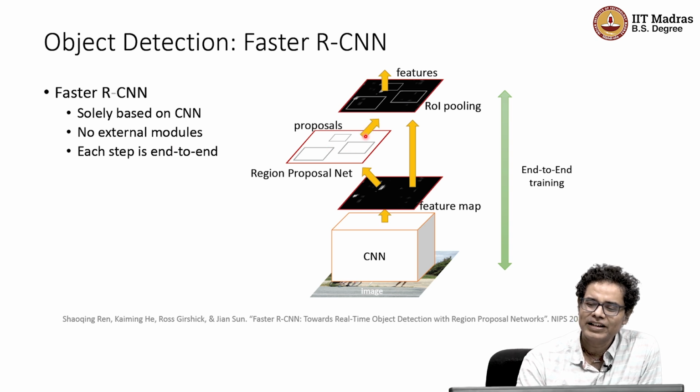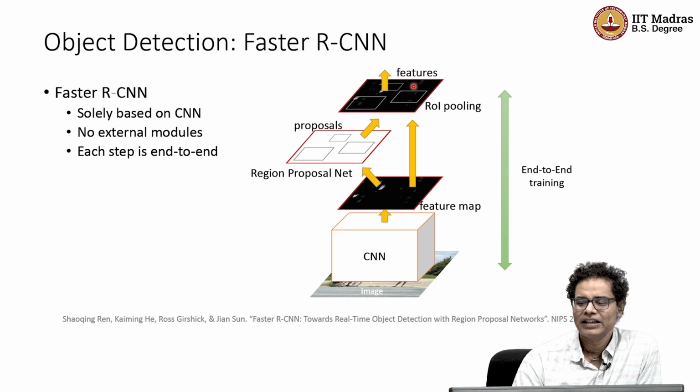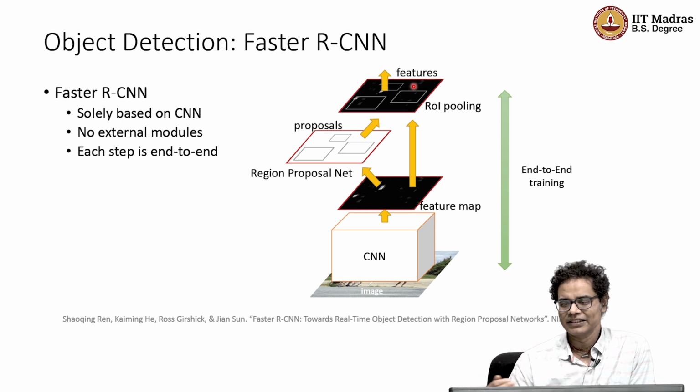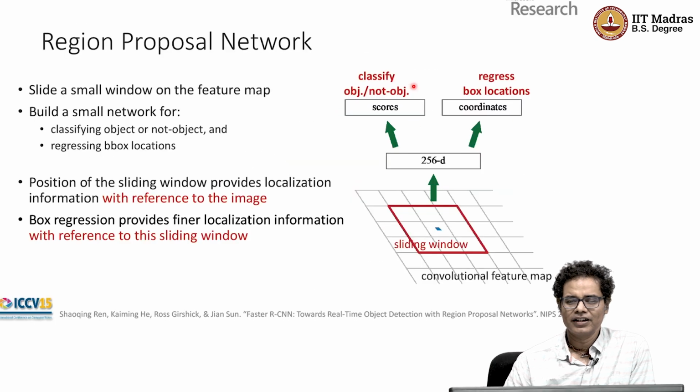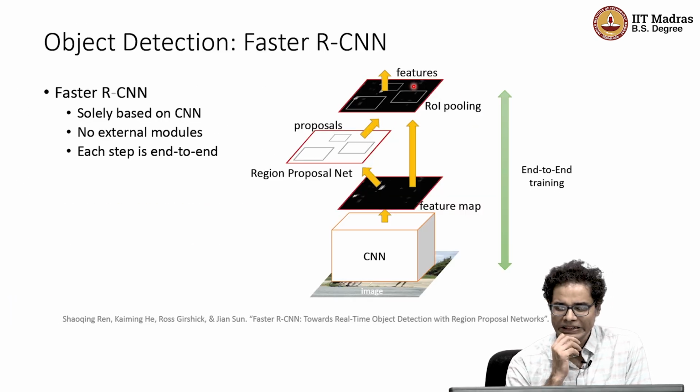And then these ROIs, and based on this ROI, you will do ROI pooling and all, and then you will do the classification and regression. So this way it is end to end, right? Like everything is within here only, right?